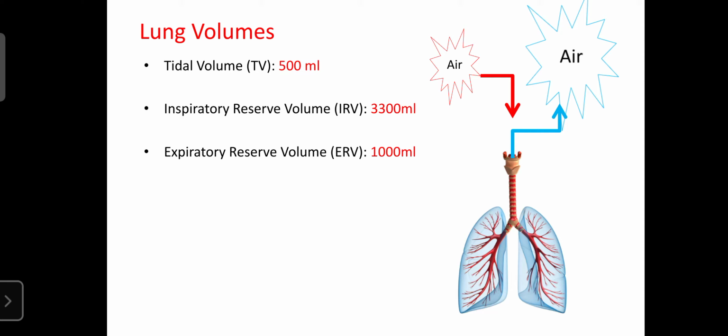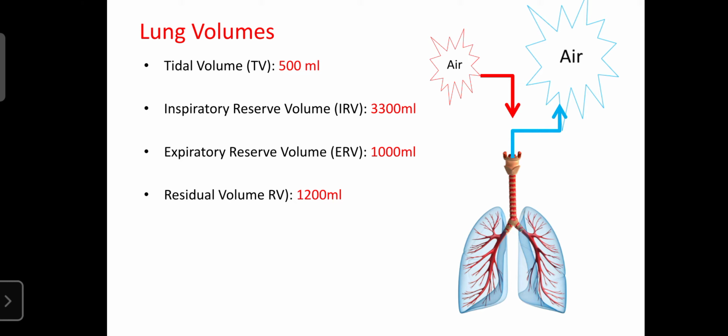The next one is the residual volume, denoted as RV. Its capacity is 1200 ml. That is, after inspiration and expiration, the volume of air that remains present in the lungs is the residual volume, or RV. That is the volume of air remaining in the lungs.